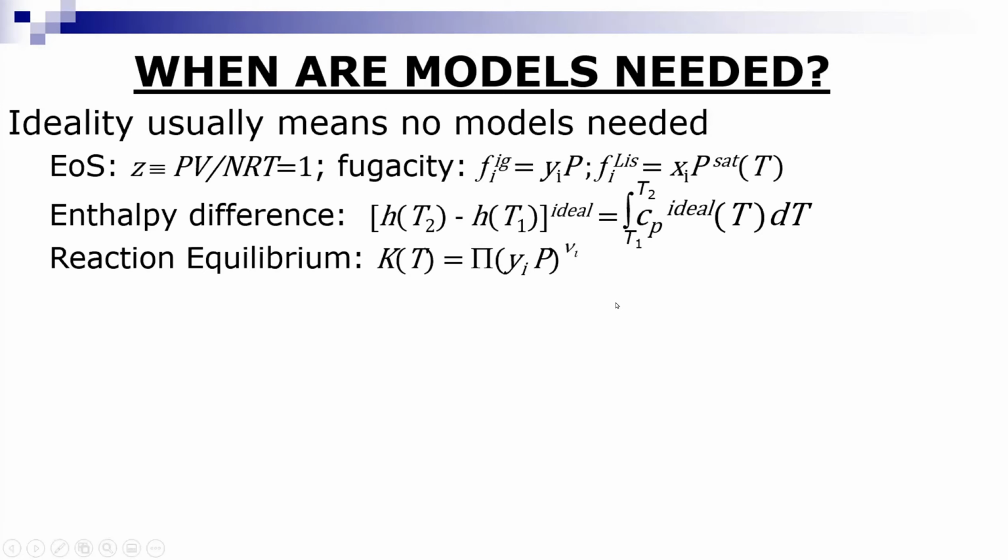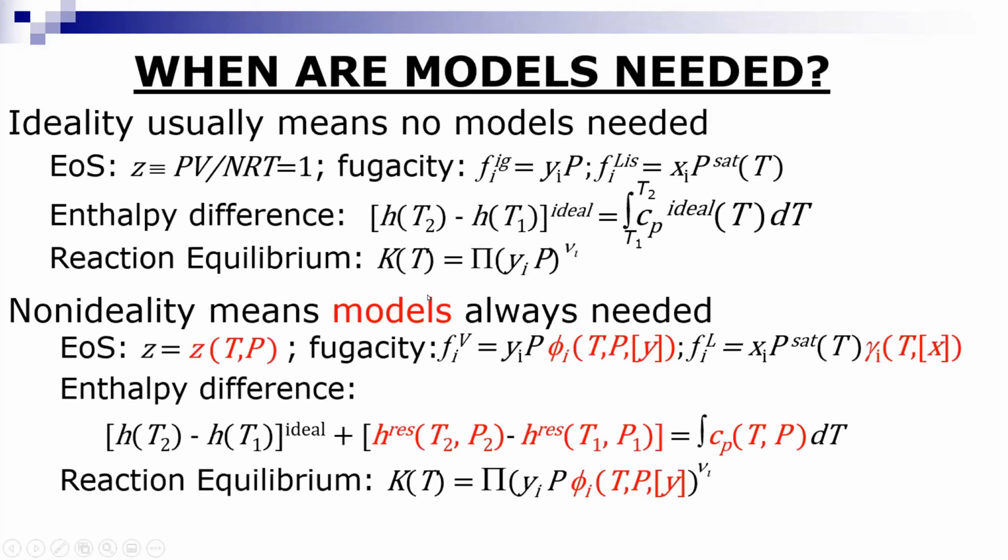So those are simple, and of course life is not simple. So we have to worry about non-ideality, which means models are always needed. So where do the models come in? Well, in the compressibility factor, that would be the equation of state. In the fugacity, there's a fugacity coefficient. In the liquid phase, there's an activity coefficient.